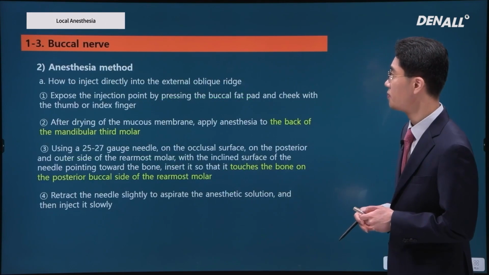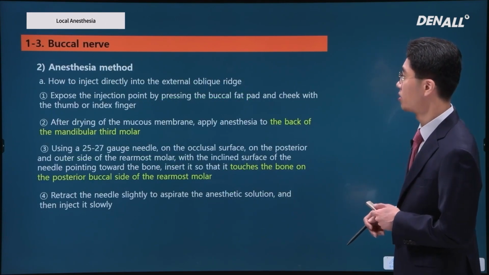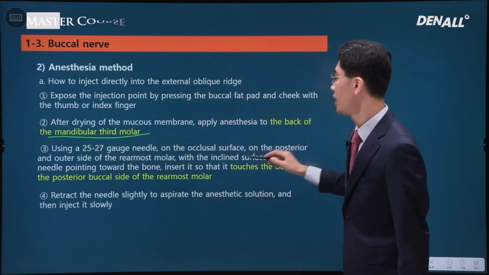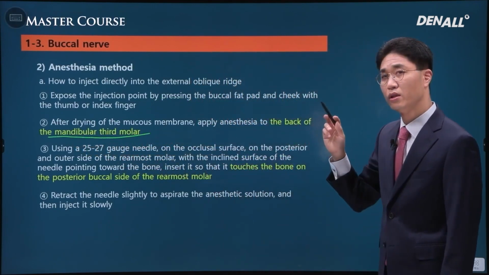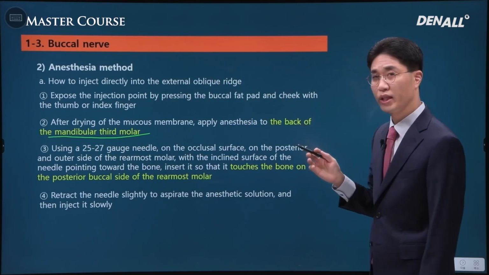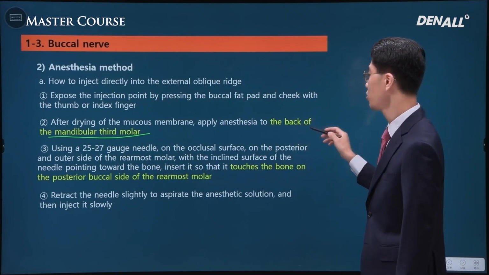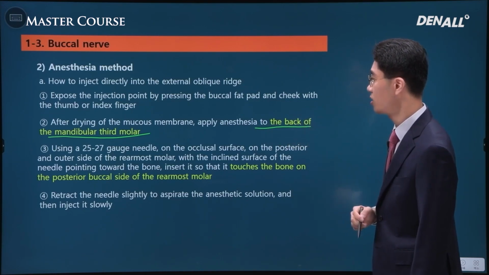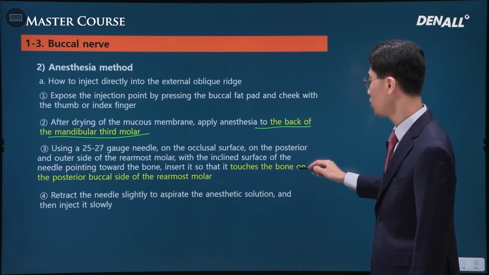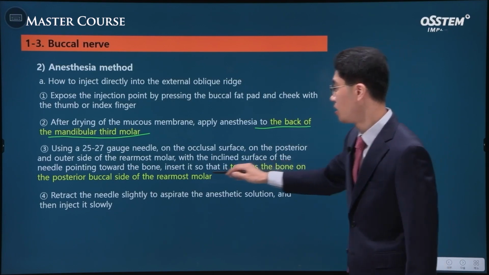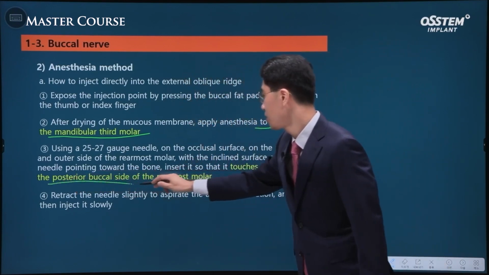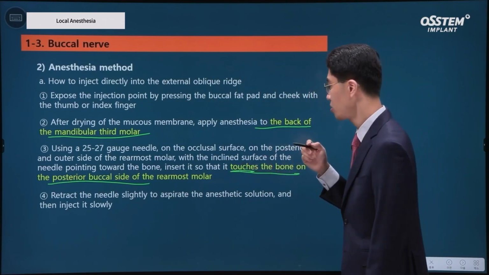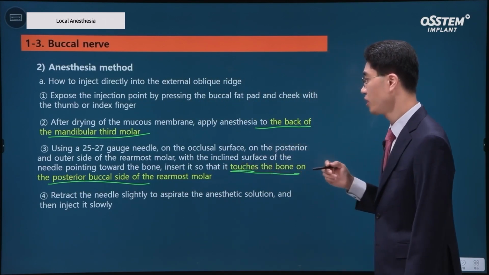As written, anesthesia should be applied to the back of the mandibular third molar or second molar. Anesthesia should be inserted towards the back. As with the rest, you need to insert the needle to the level where it touches the posterior buccal side of the most distal molar. After that, you need to perform anesthesia as mentioned.